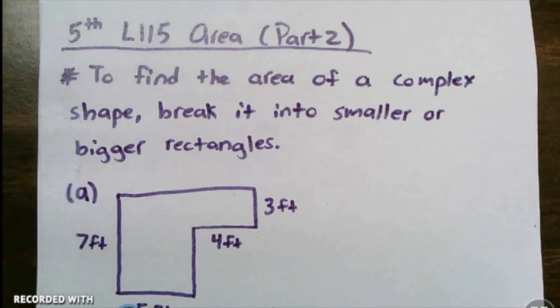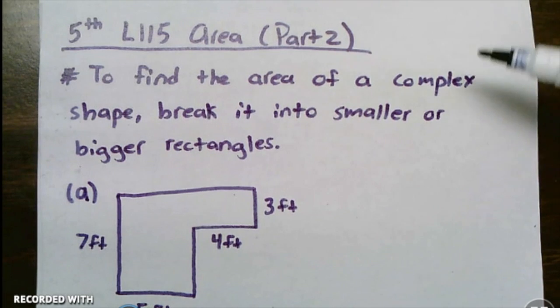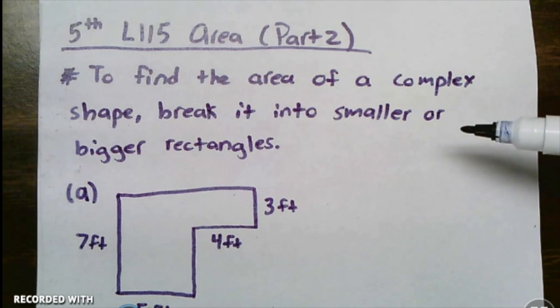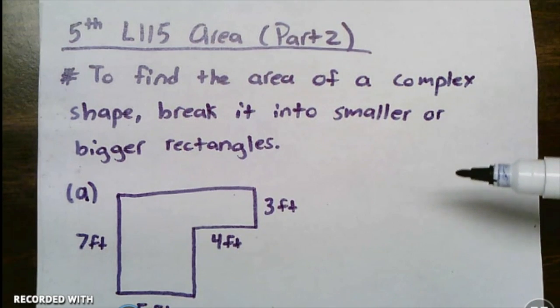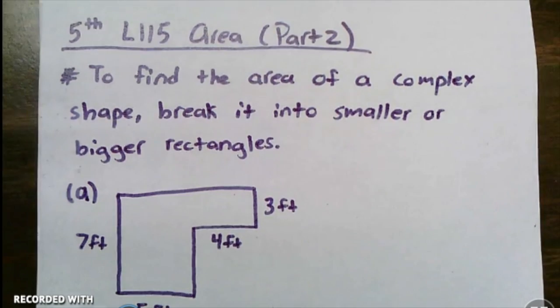Welcome to lesson 115 on area part 2. So this is dealing with complex shapes. To find the area of a complex shape, break it into smaller or bigger rectangles, find the areas of those, and then add them together.